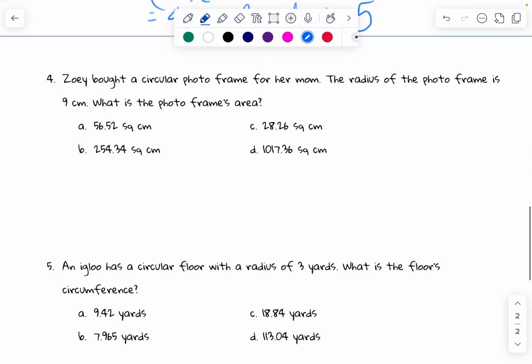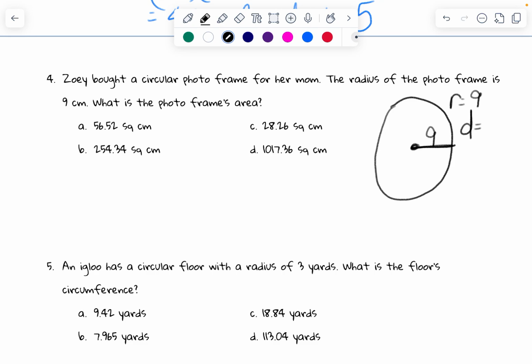Zoe bought a circular photo frame for her mom. The radius of the photo frame is 9. What is the photo frame's area? So let's draw our photo frame. Circular photo frame. The radius is 9. So R is equal to 9. That means D is going to be equal to 18.